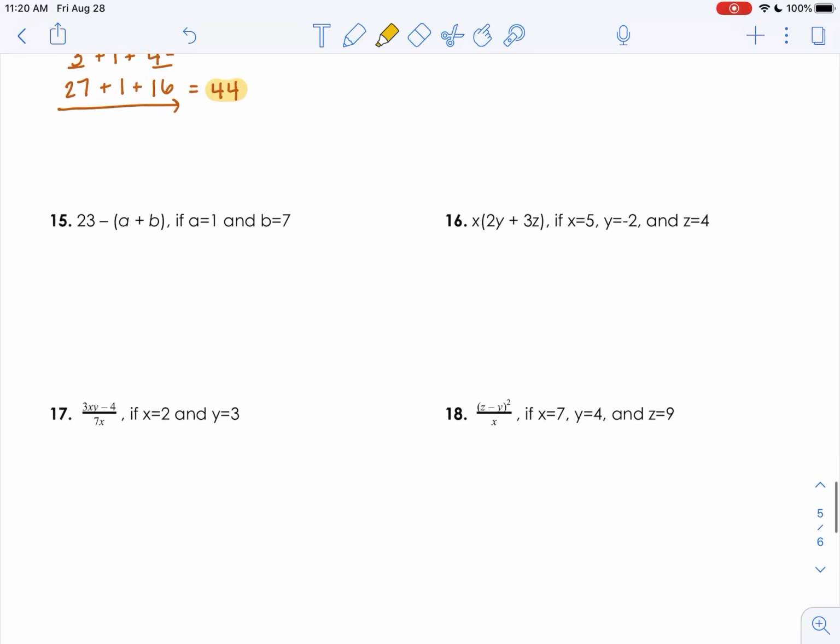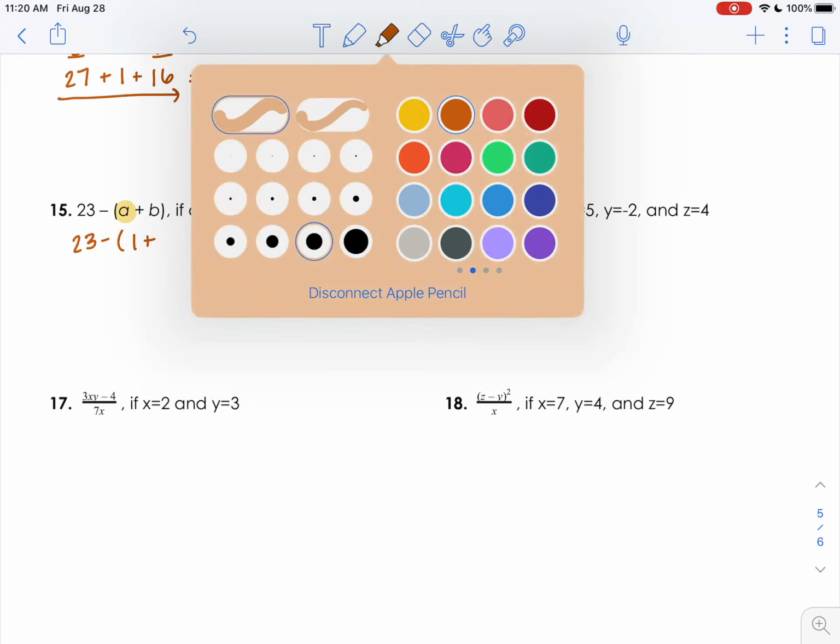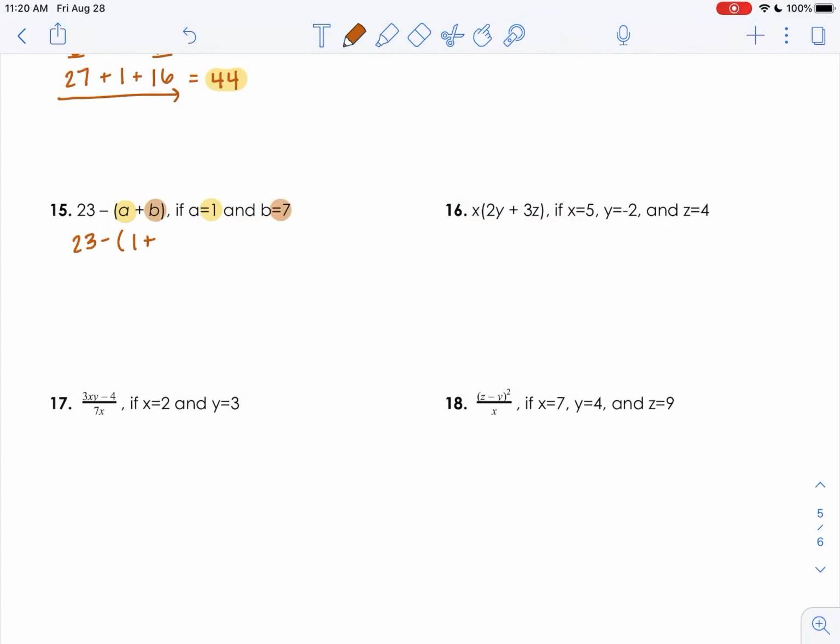Number 15, I have 23 minus the quantity of a plus b. And it's telling me that a is 1. So whenever I see an a, I'm going to put a 1 in its place. So I have 23 minus parentheses 1 plus, and b is 7. So 1 plus 7. Using PEMDAS, I'm going to start with parentheses first. I'm going to add 1 plus 7, which is 8. Everything else drops down. So I just have to do 23 minus 8, which equals 15.